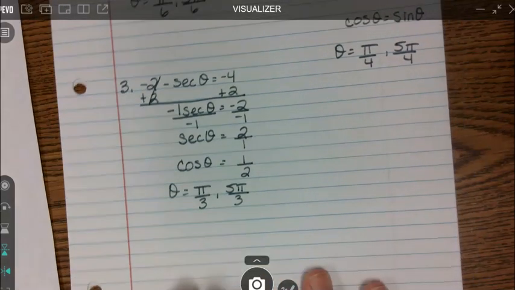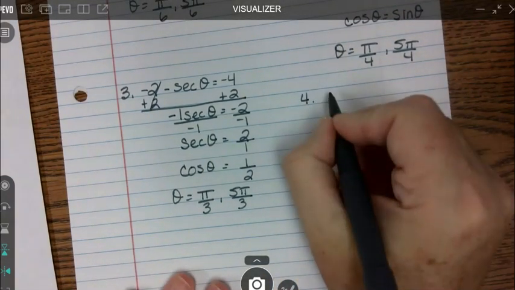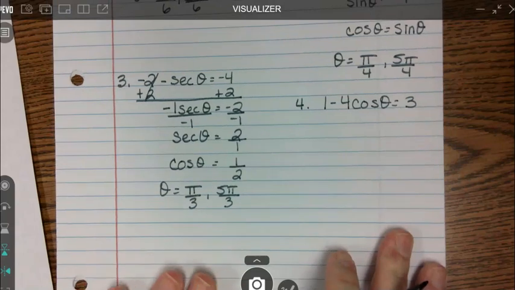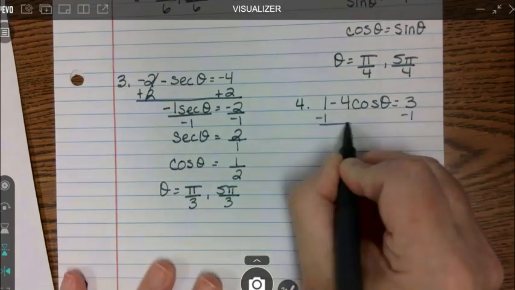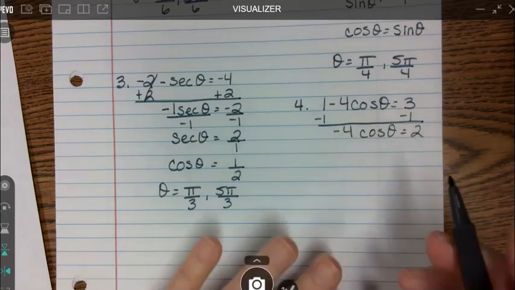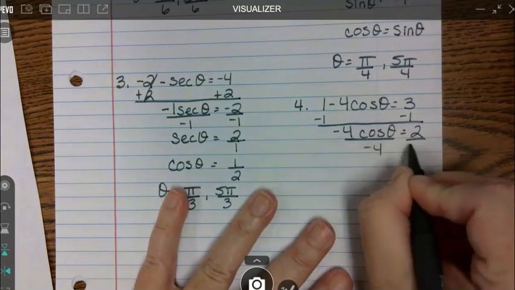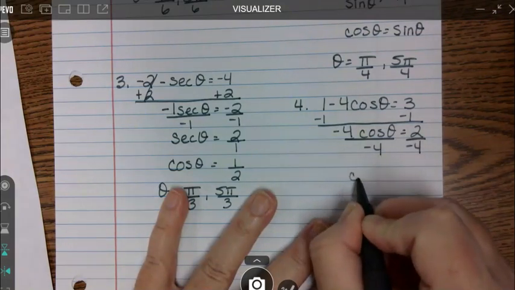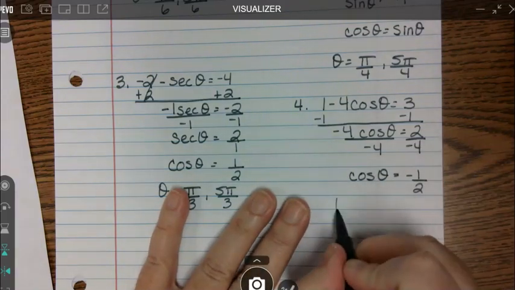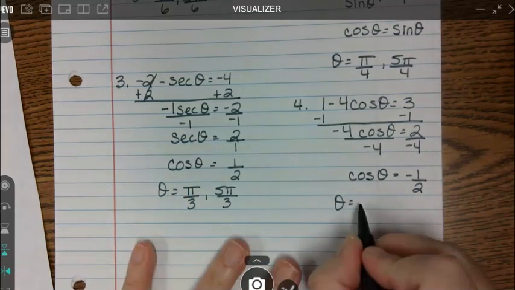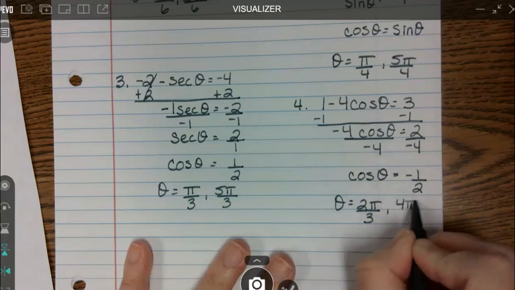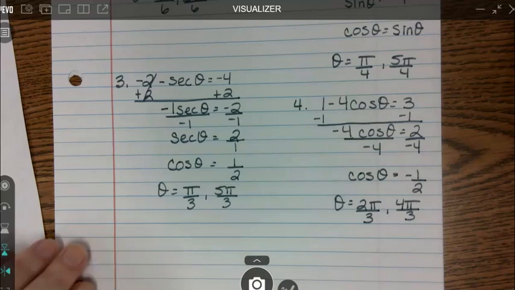Okay. Let's look at number 4. So we get 1 minus 4 cosine theta equals 3. We're going to subtract 1 from both sides. I get negative 4 cosine theta equals 2. We're going to divide by negative 4. And here I get cosine, and I got to reduce this, will be negative 1/2. Again, cosine's on the unit circle. And if you trust me, it's 2 pi over 3 and 4 pi over 3.